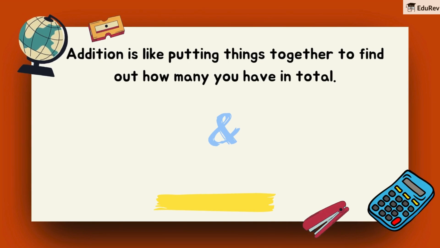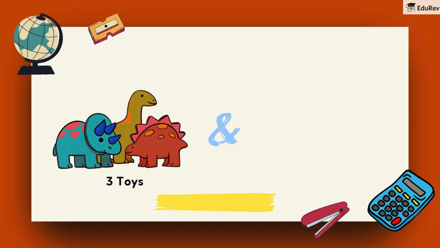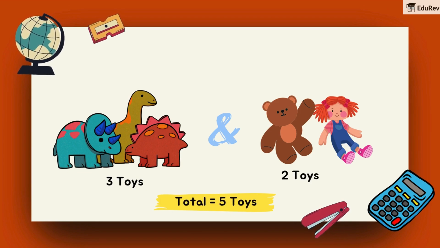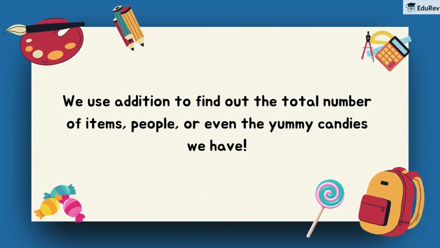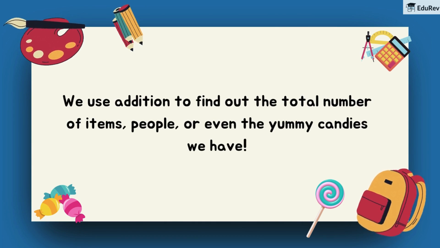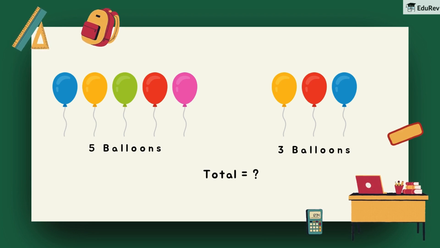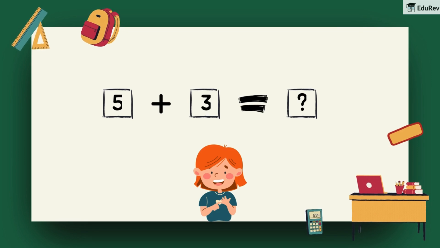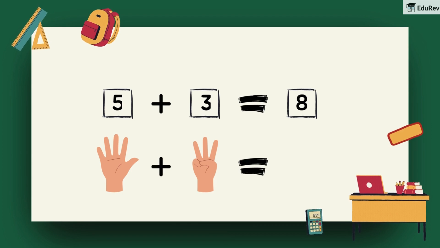Addition is like putting things together to find out how many you have in total. For example, if you have 3 toys and your friend gives you 2 toys, then you have total 5 toys. We use addition to find out the total number of items, people, or even the yummy candies we have. For example, 5 balloons plus 3 balloons is total how many balloons? So, 5 plus 3 equals how much? Suppose we have 5 fingers here and 3 fingers here, we will be having 8 fingers in total.